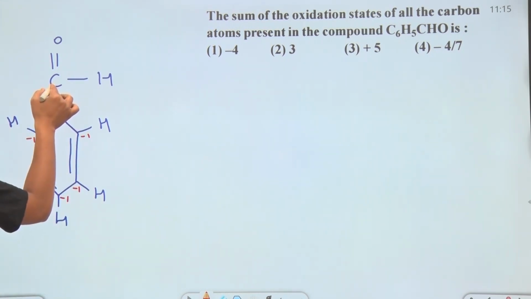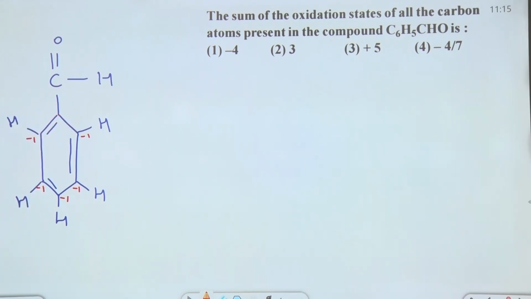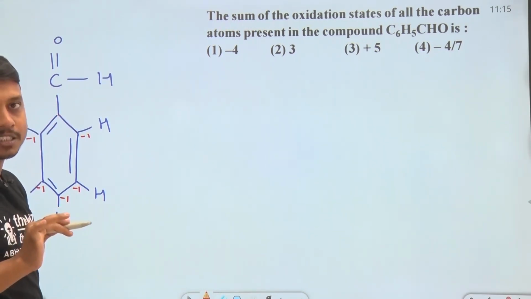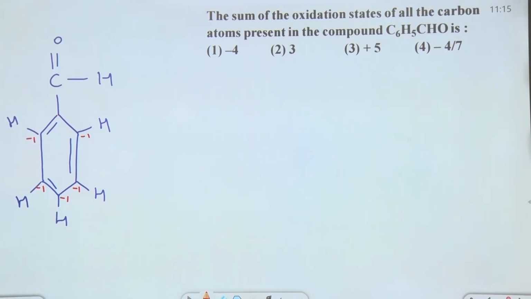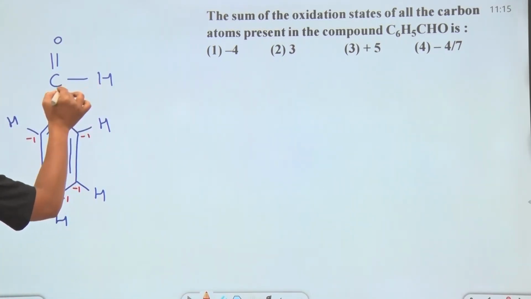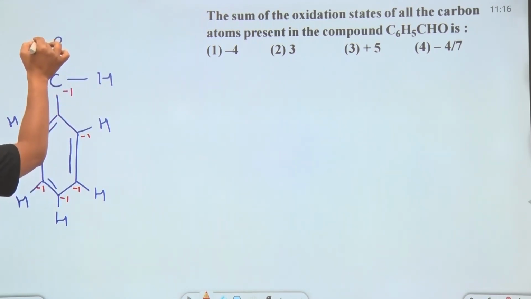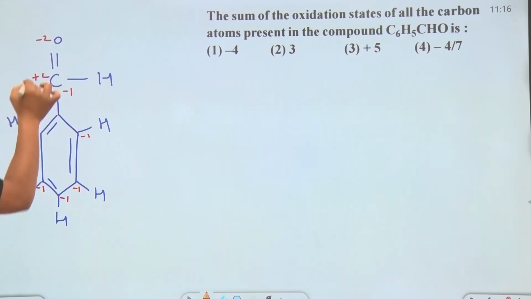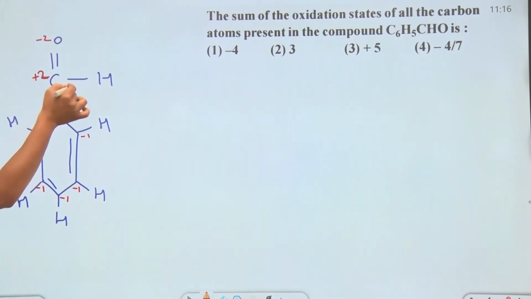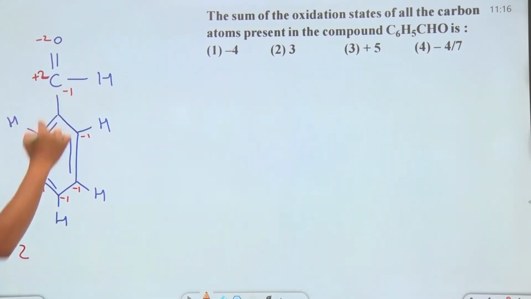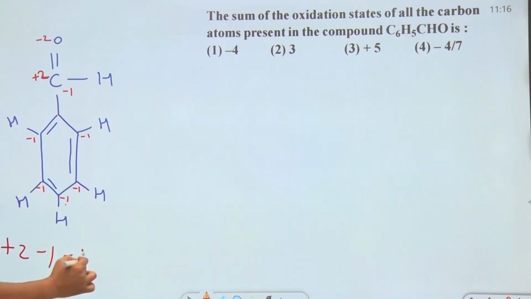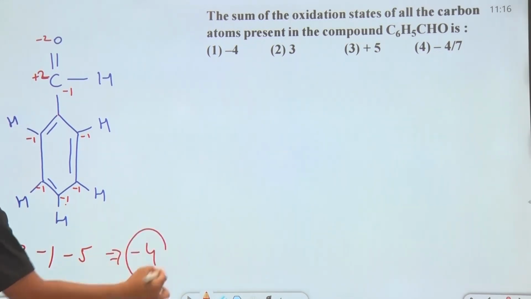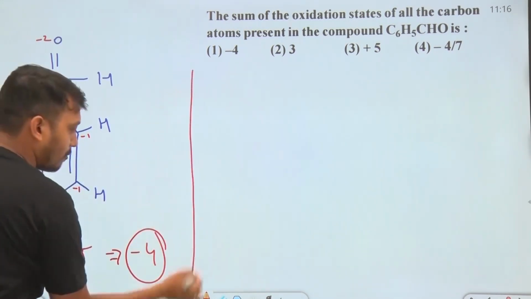Here this carbon is sp2 hybridized, this carbon is also sp2 hybridized. So both have the same electronegativity, so they do not generate any charge on each other. But due to this hydrogen, this is +1, this is -1, this is -2 and this is +2. Now let's sum up all these. So here total +2 and here from -1, 1, 2, 3, 4, 5, total -5. On solving this, we get -4 as the oxidation state. So option 1 is definitely correct.